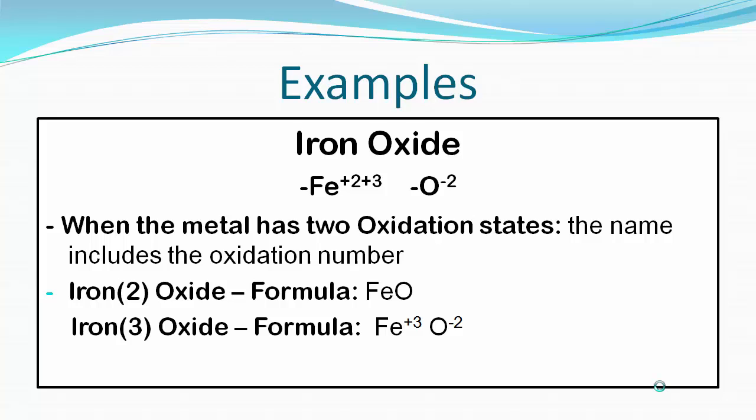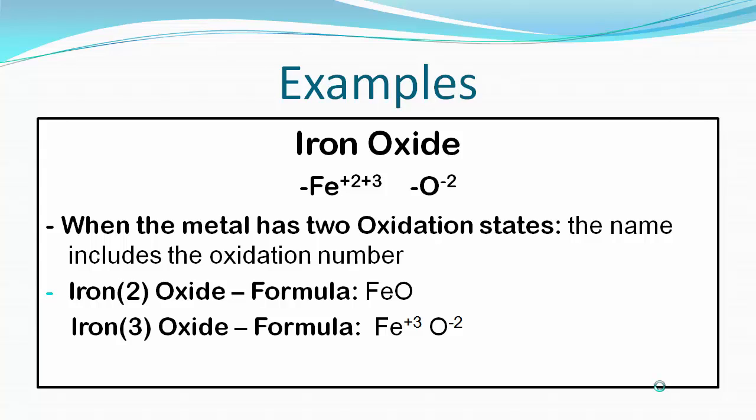Another example, let's say iron oxide. But when we look at iron, if you check, it has two oxidation numbers. So what do you do with two? When the metal has two oxidation states, the name includes the oxidation number. I wrote the oxidation numbers past the iron, you see the 2 and 3. That's what it means, the name includes the oxidation state. On the test, and on the Regents, it will be referred to in Roman numerals, but I can't seem to get them. So let's say iron 2 oxide.